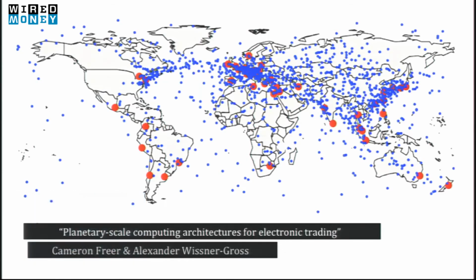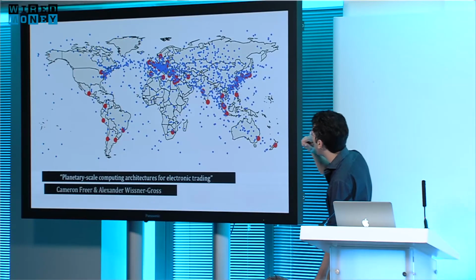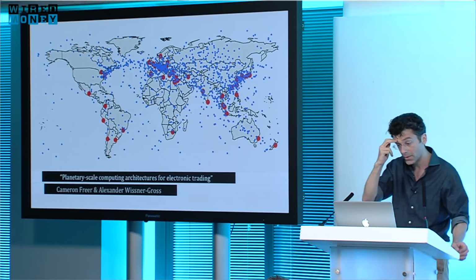These are some other folks at MIT, Cameron Freer and Alexander Wissner-Gross. And this is a bunch of stuff that I really don't understand around light cones and quantum entanglement. I don't really get it. But I know how to read this map, which is that the red circles are where the people are and where the markets are, and those blue dots are where you're going to have to put the servers if you want to optimize against latency.